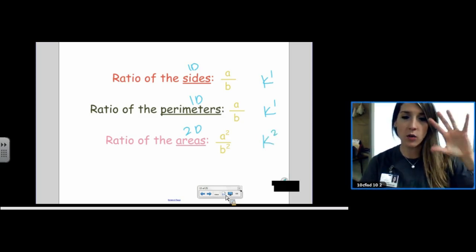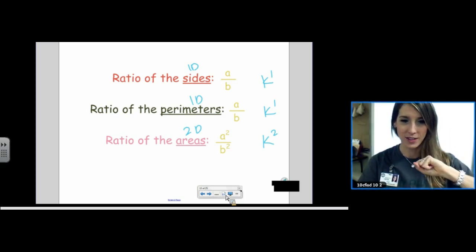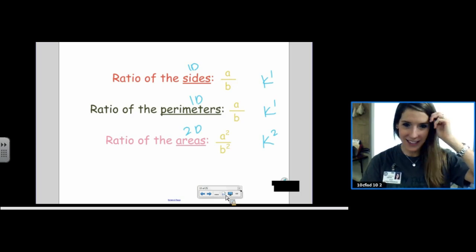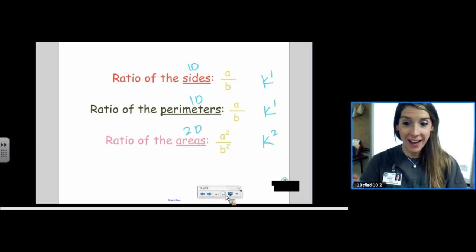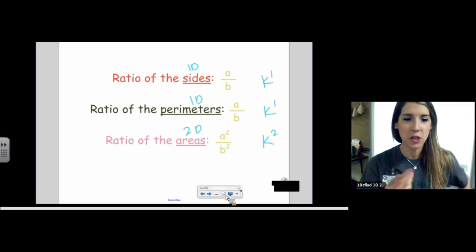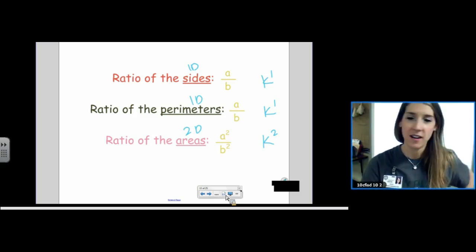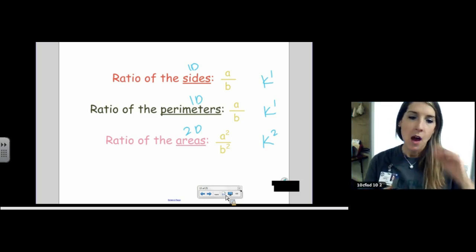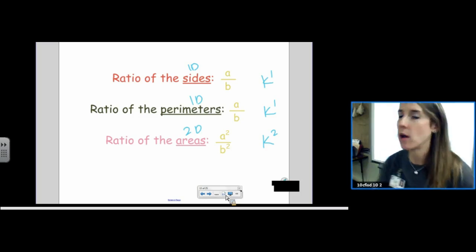Because it's one-dimensional, two-dimensional. And yes, Alex, when we get into next unit, the ratio of their volumes will be k cubed. But we'll get there when we do the 3D unit. We're still in 2D.